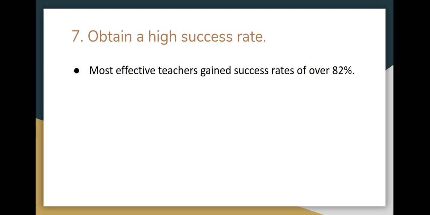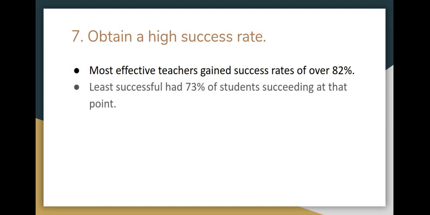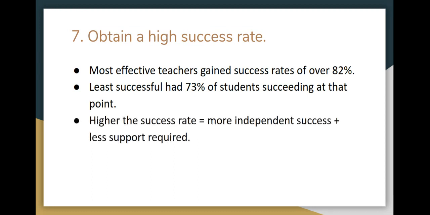In Rosenshine cited studies, the most effective teachers gained success rates of over 82%, whilst the least effective teachers had 73% of students succeeding before independent work was started. The higher the success rate, the more students will be able to work independently and the less students will need support. There is an optimal success rate that seems to be about between 80 and 85%.